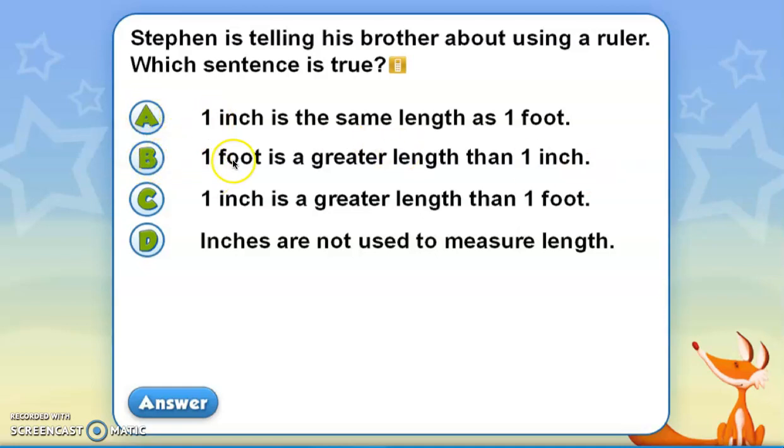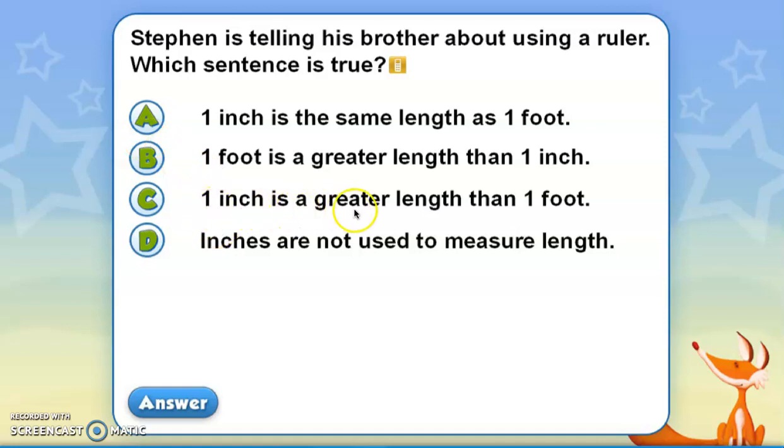Okay, so let's check B. 1 foot is a greater length than 1 inch. Yeah, that one works because 1 foot, remember, is 12 inches. And so this is almost like saying 12 inches is a greater length than 1 inch, which would be true. 12 is bigger than 1. So that one is true. Let's make sure that it's the only one that's true, in case we have to click some other options.